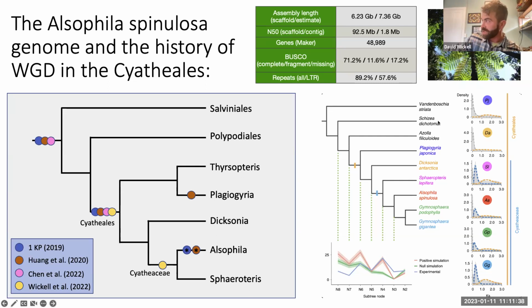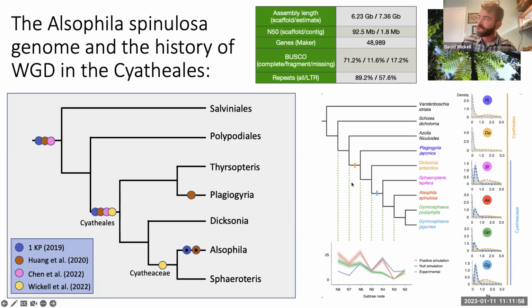So looking at the genome, we did the usual battery of tests. We did KS analysis, which has been explained a lot, so I'm not going to explain it here. Suffice to say, we look for these peaks that are indicative of whole genome duplications. If you see peaks in the same place in multiple species, we might infer that they share a whole genome duplication sometime in their past.